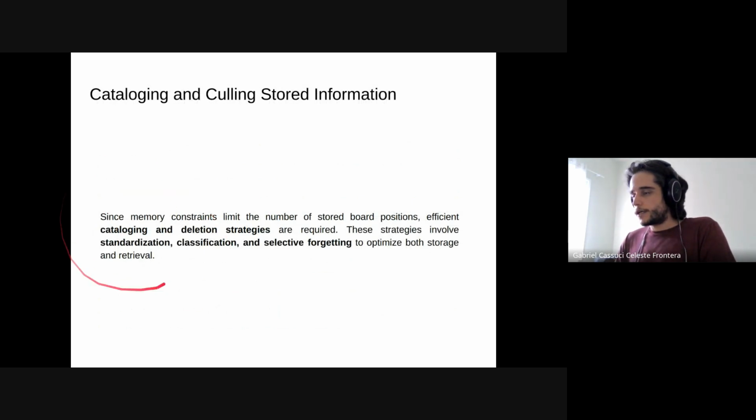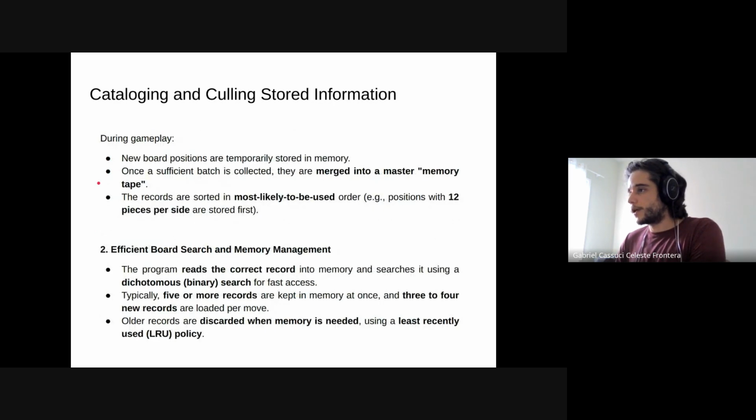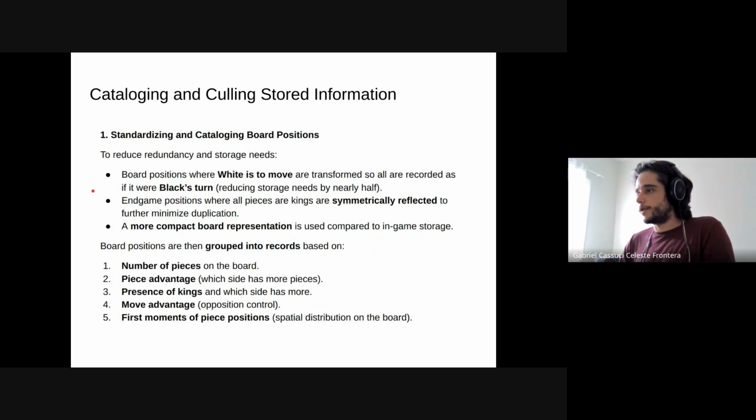And here, it's also interesting that since we had memory constraints, we had to catalog and delete strategies from our memory, because we cannot store every possibility. So we have to standardize, classify, and selectively forget to optimize both storage and retrieval. And I think we will talk about the pruning and forgetting in just a minute. So yeah, just summarizing, we need to standardize and catalog board positions.